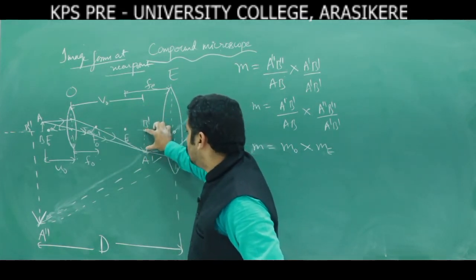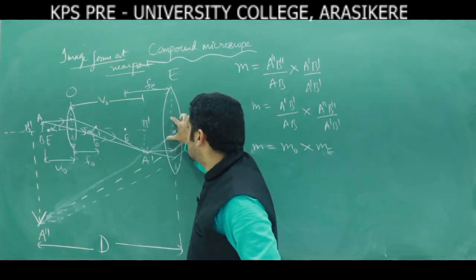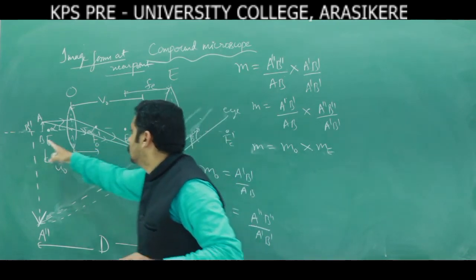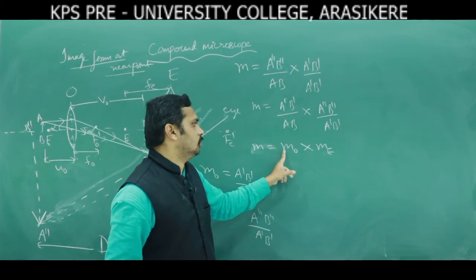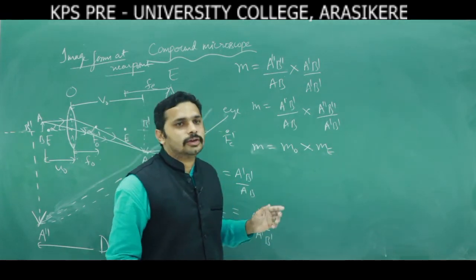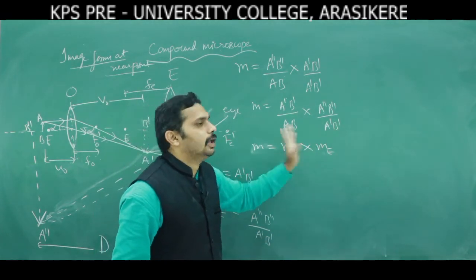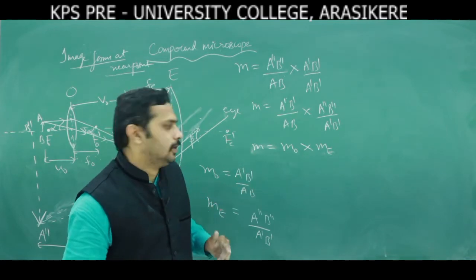This image acts as an object for the eyepiece lens. This lens produces the magnification. So the total magnification is equal to M naught into ME. First I am going to find out M naught and ME, and we'll get the total magnification.